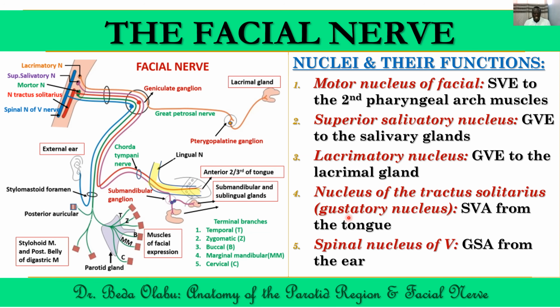Then we have the spinal nucleus of trigeminal nerve. The spinal nucleus of trigeminal nerve is a general somatic afferent nucleus. And general somatic afferent here simply means general sensations. Things like pain, temperature, touch, pressure, and the like. That's GSA function. So in simple terms, facial nerve also carries some GSA function, general sensory function. And we're going to see from where, in particular, they come from somewhere around the ear. So there are 5 nuclei related to facial nerve according to their different functional components.